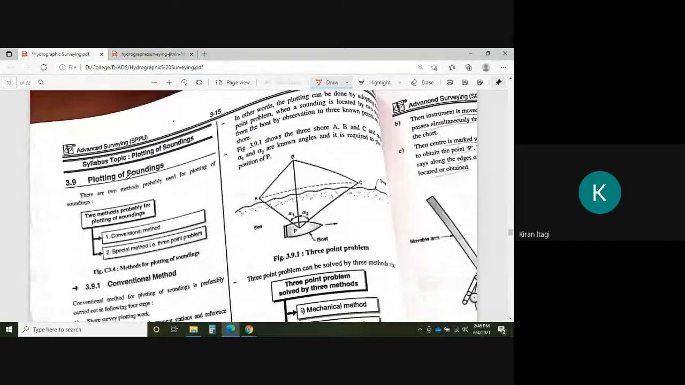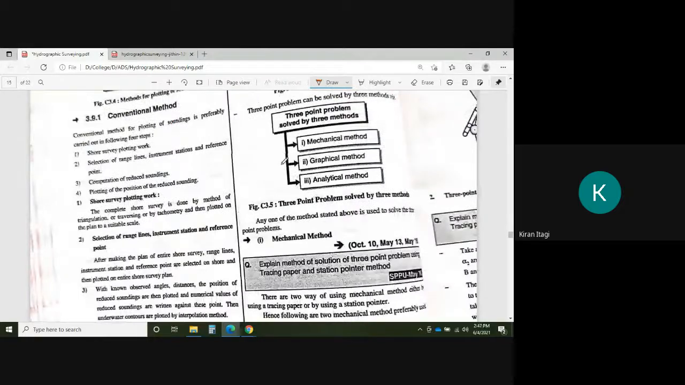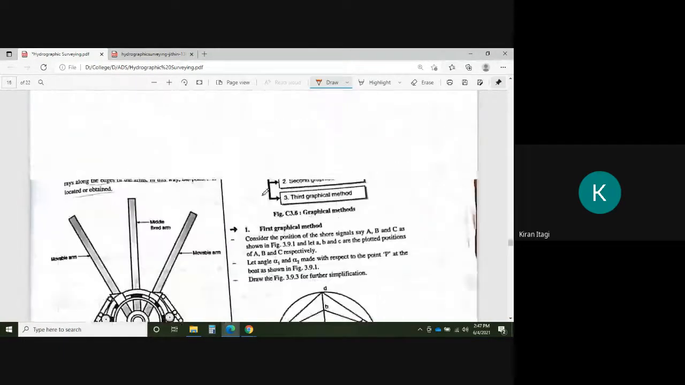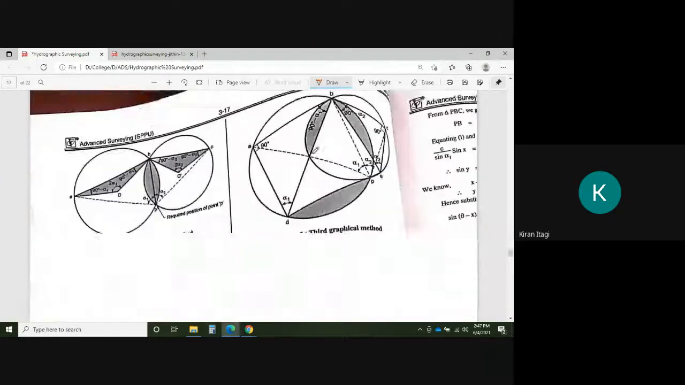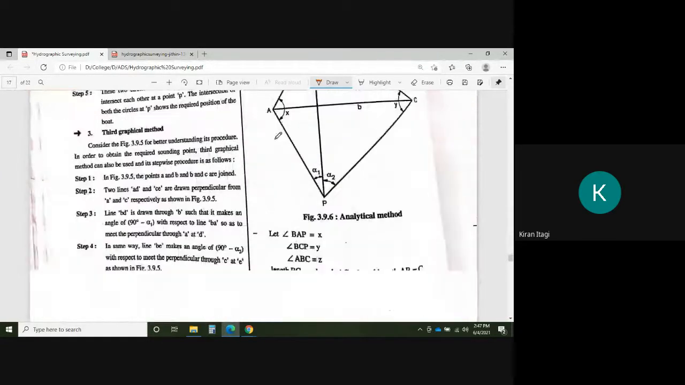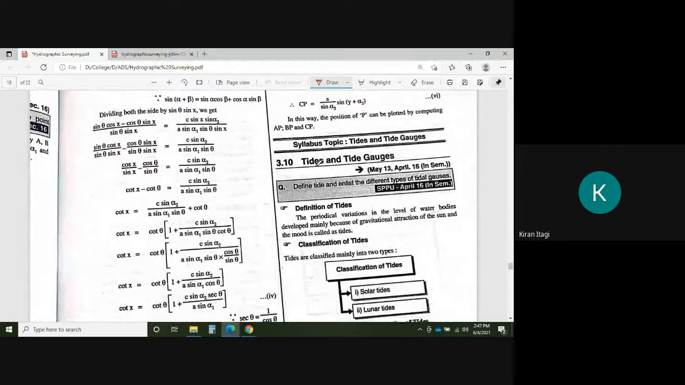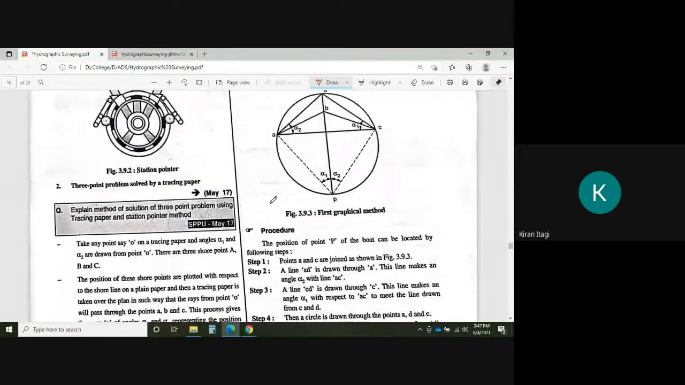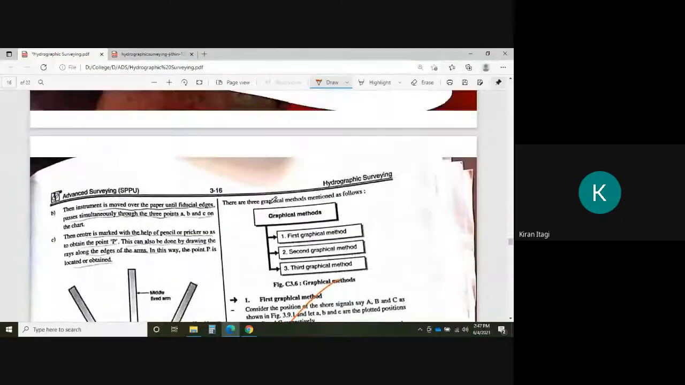Okay, so we are left with another concept, that is plotting of sounding. Here we have three methods: mechanical method, graphical method, and analytical method. Here we have numericals, this one and this one, the most important ones. But from your exam point of view, they won't ask. If it were offline mode, they would ask, but as it is online mode, I hope they won't ask. But I will explain the theory part. Numericals I will explain after completing all the theoretical part.